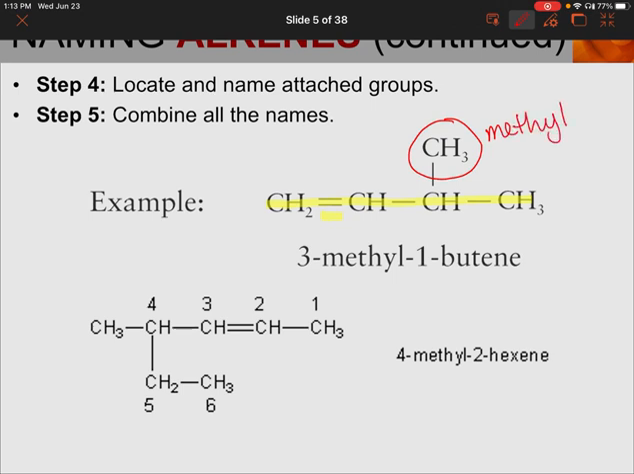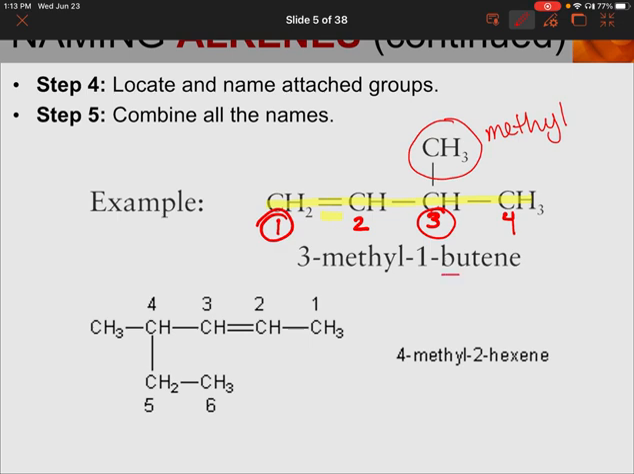And we want to make sure to number everything so that the double bond has the lowest number possible, followed by any groups. Okay, so let's start from left to right because the double bond is on that first carbon on the left. So 1, 2, 3, 4. All right, so that means that our double bond starts at carbon 1 and the methyl group is on carbon 3. So putting this all together, we have 4 carbons.